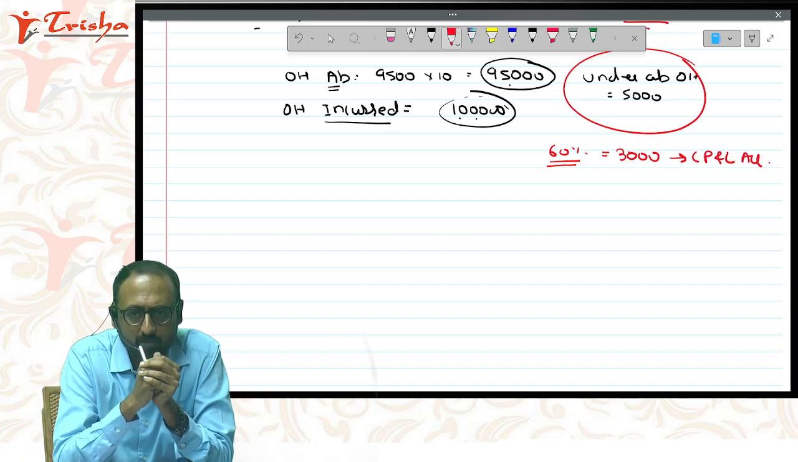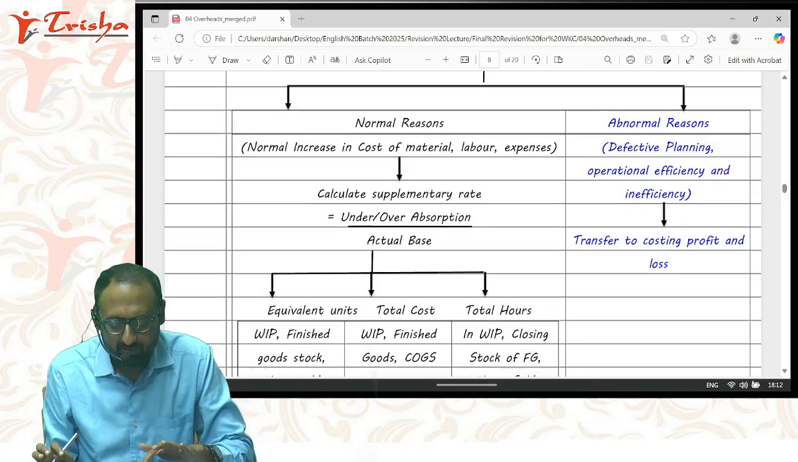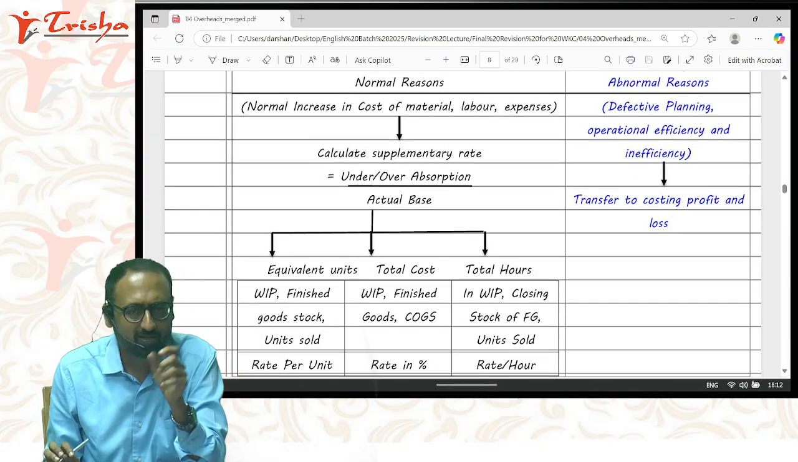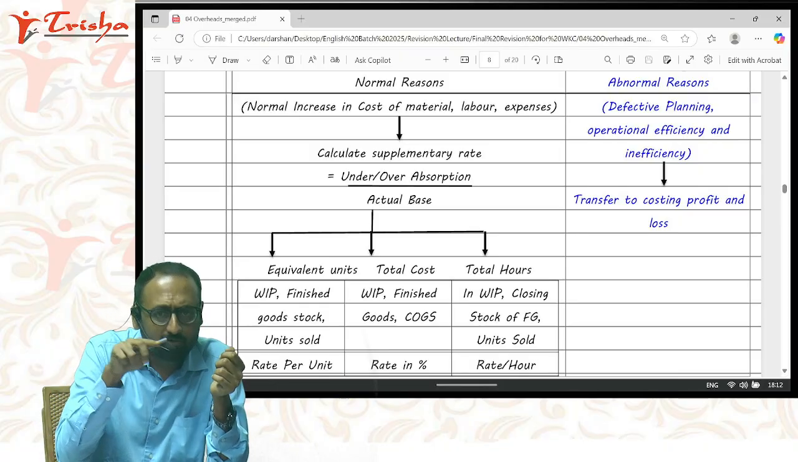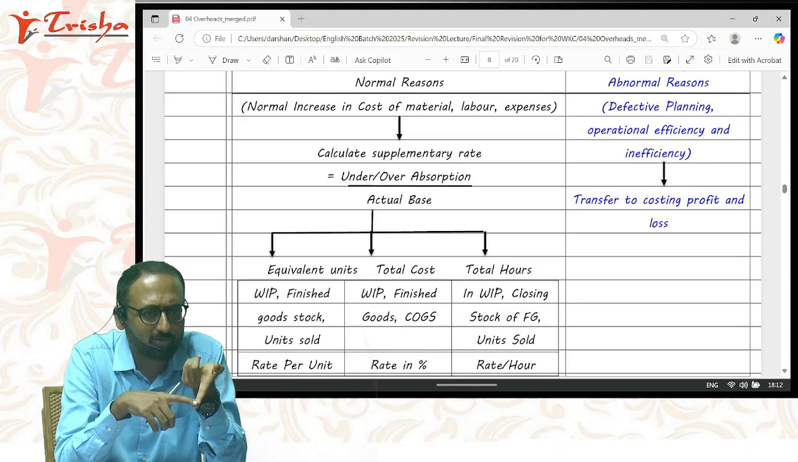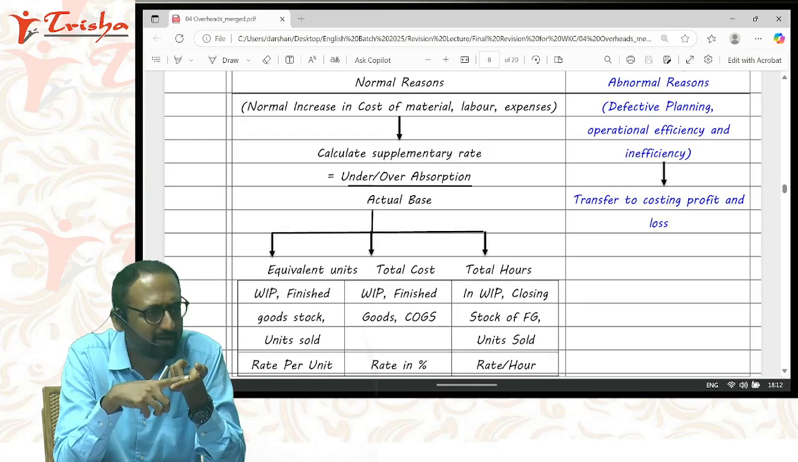Next one. Then the second part is your normal reasons. The normal reasons, what they will give in the examination, they will write in the examination: the remaining 40% of under absorption is because of normal increase in material cost, normal increase in labor cost, normal increase in overhead, etc.